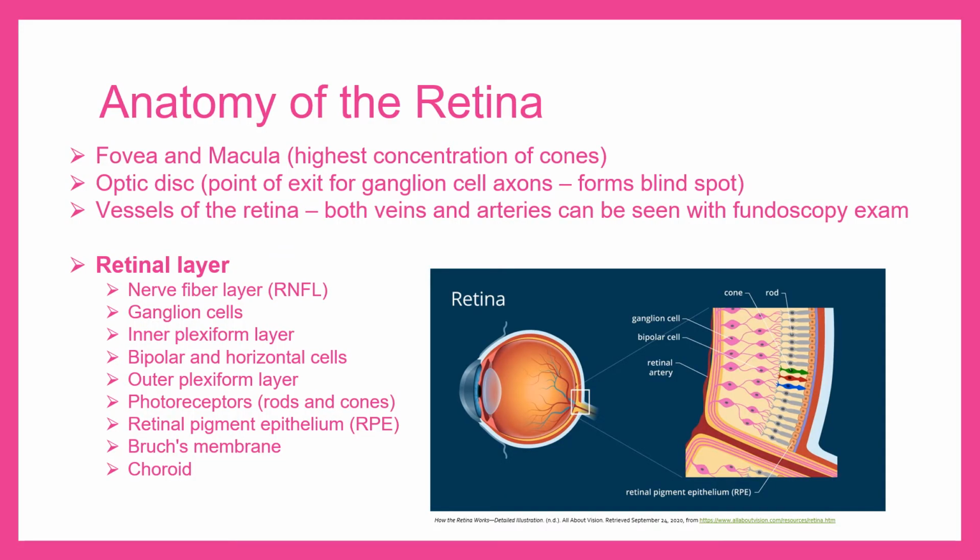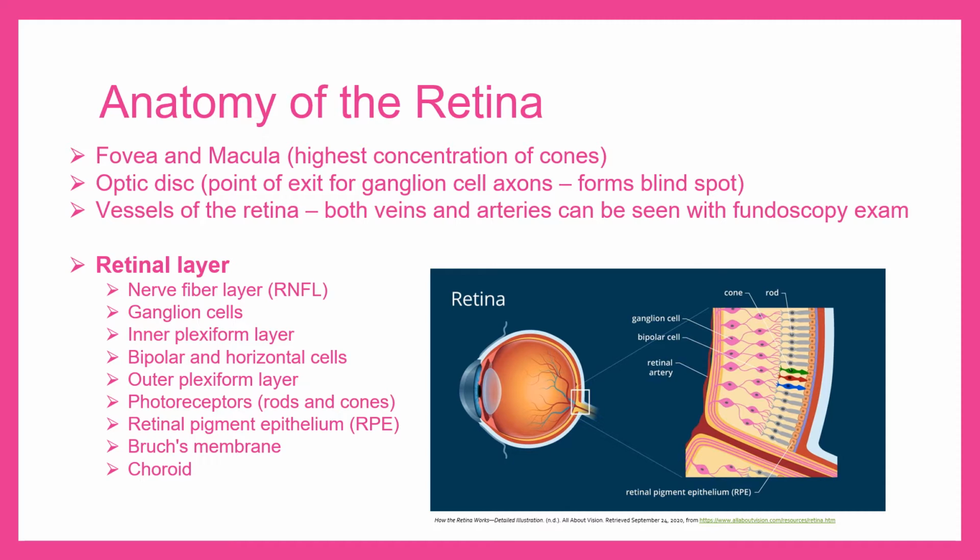Let's look at the anatomy of the retina before we move on. When you view the retina through a fundus exam, you may find different parts of the retina. The fovea and the macula are located on the temporal side, and this has the highest concentration of cones that make up your central vision. The optic disc is located nasally, and this is the point of exit for all the ganglion cell axons. The light converging here will not be perceived, and thus this forms a blind spot. The vessels of the retina, both the veins and the arteries, can also be seen with the fundoscopy exam.